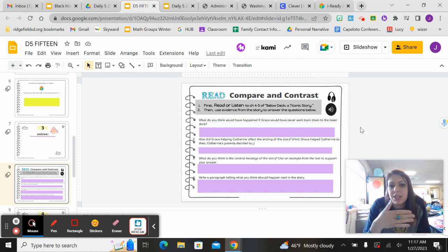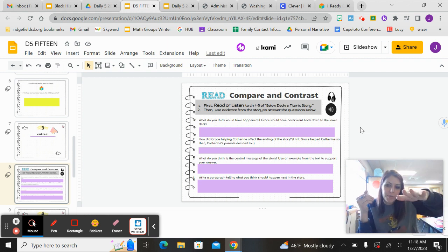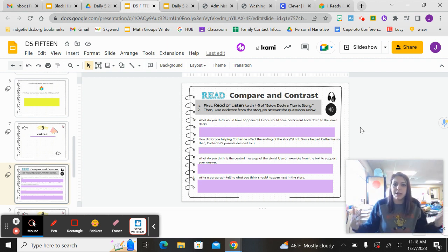So, for example, if you have a question that says, what do you think is the central message of the story? That means, what are we supposed to learn from the story that the author wants us to use in our own life? And I don't mean like, don't get on a ship that might sink, but a lesson like, it's important to help others, or think of other people before yourself, or be brave, or ask for help when you need it. Like, those are all examples of messages that you learn from the story that you can put in your own life, right?